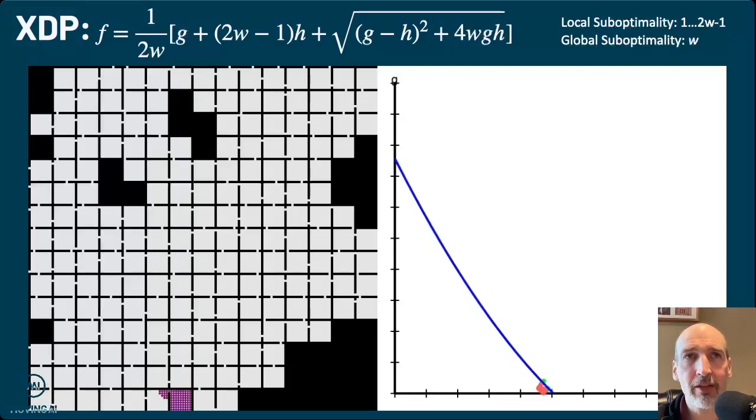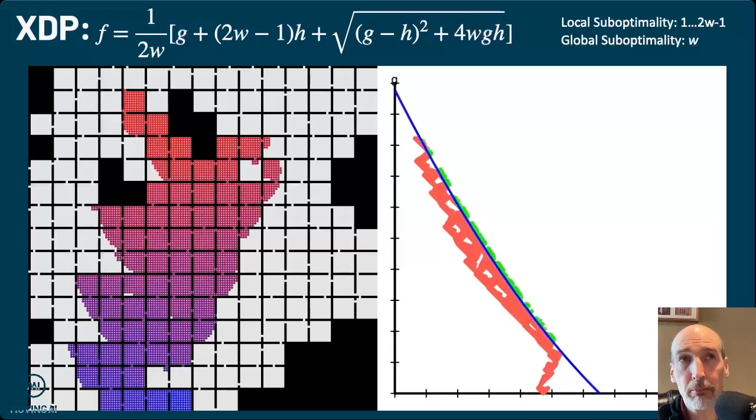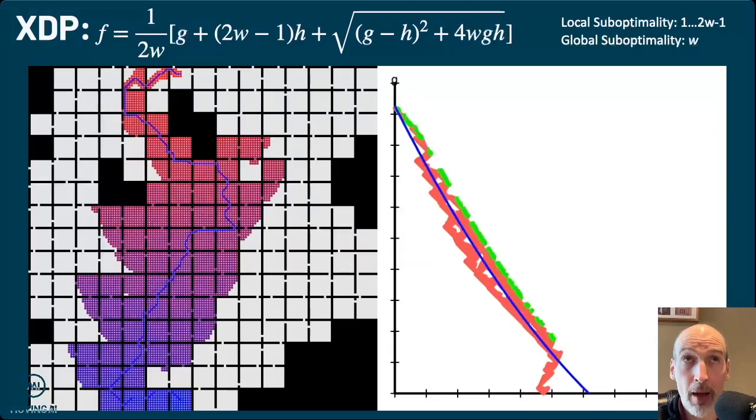And so if we run this, what we see XDP doing is, on the left-hand side, the blue states are the ones that are most optimal, and the red states are the ones that are most suboptimal. And so what XDP is doing is smoothly interpolating from the start to the goal, or from the beginning to the end of the search, saying we're going to be optimal at the beginning, and we can be highly suboptimal, 2w minus 1, at the end.